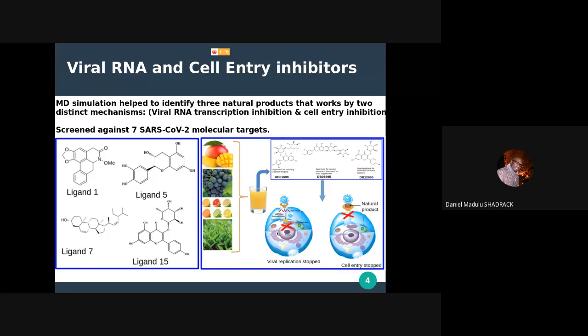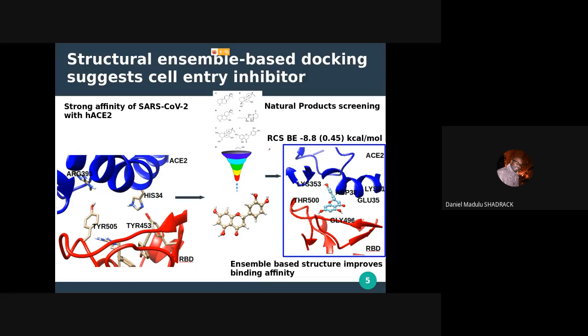One of them, especially the first one here and this one, works by acting on the virus itself and stopping the viral RNA replication. Again, this one here also works, and it was observed to bind more strongly to the interface between the human ACE2 and the spike of the virus. So this is the major focus now.